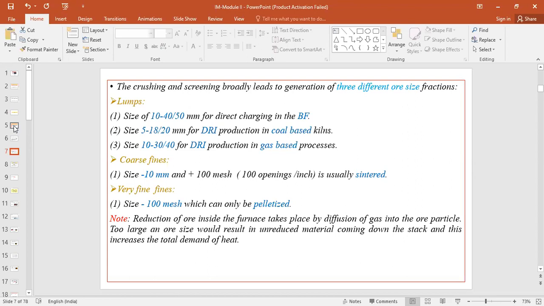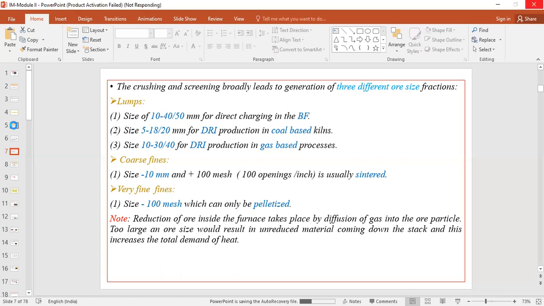Also, we have mentioned some size ranges for the iron bearing material because the smaller the size, the larger the surface area, and the greater its exposure to the reducing gases, and that will reduce the iron bearing material in a short duration of time. Also, the amount of heat required for the reduction process will be comparatively very less if the particle size is small.